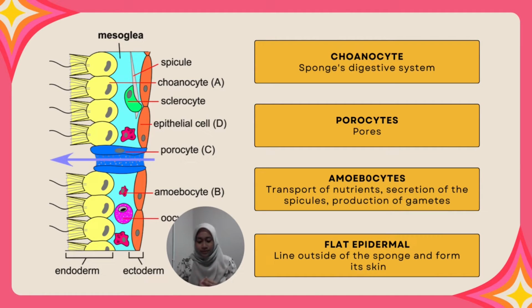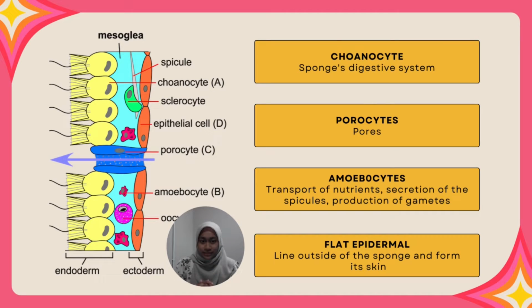They are called the simplest animal because sponges have only four types of cells, which are the choanocytes, porocytes, amoebocytes, and flat epidermal cells. So let's look at them one by one. The first one is called choanocyte, which is located here. The function of choanocyte is the sponge digestive system. Next is porocytes, which are the pores. So you guys just remember, poro means pores.